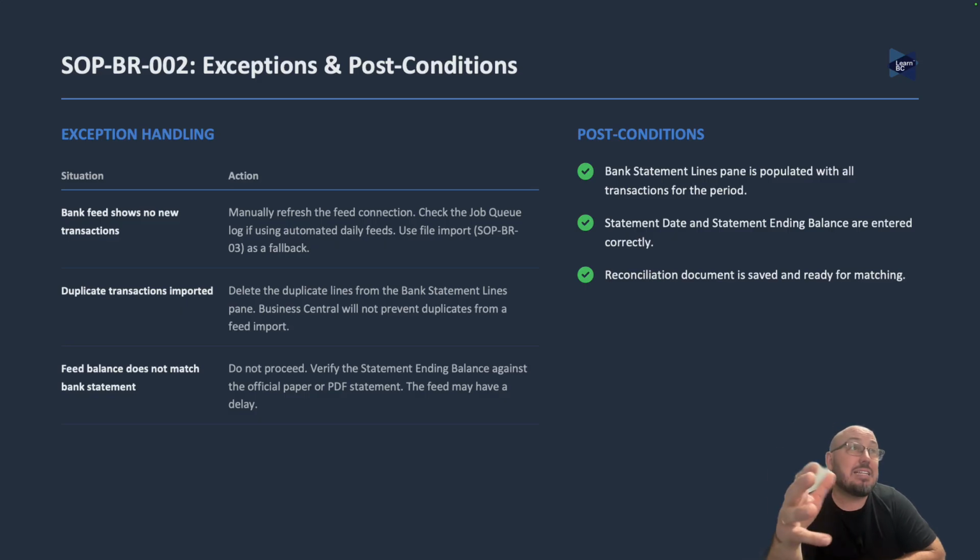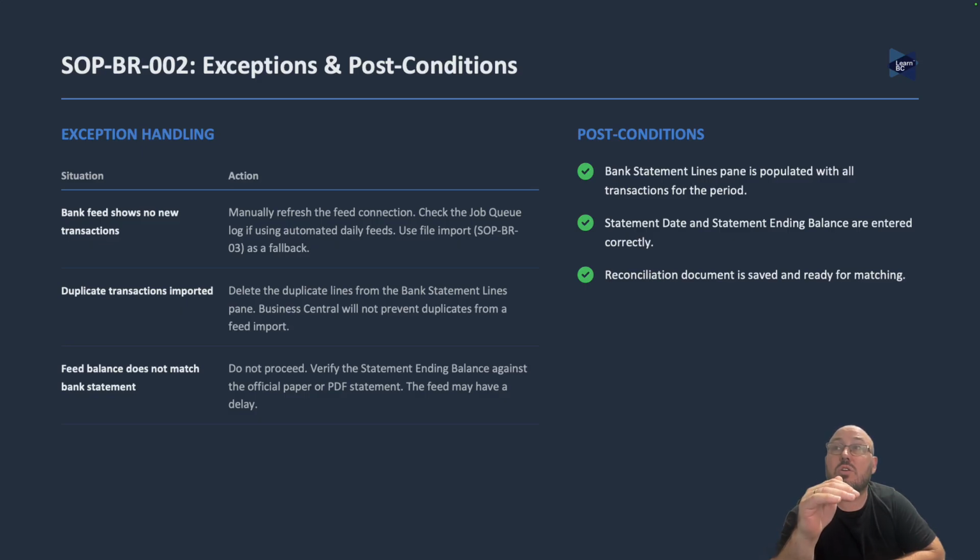That does happen, because we are talking about scheduled jobs, cron jobs, or scheduled tasks. Business Central just calls that a job queue. If there's a reason why it stops, if someone pauses it, or if there's an error, or if the provider's offline at the time it runs, it will throw an error. It will pause until it's reset. Duplicate transactions imported: delete the duplicate lines from the bank statement lines pane, because Business Central will not prevent duplicates.